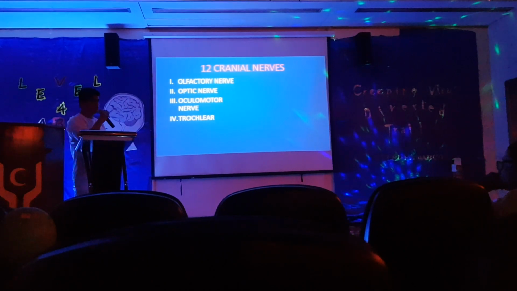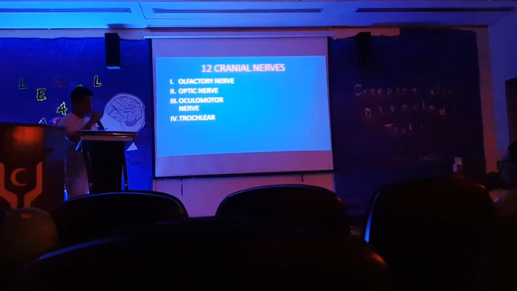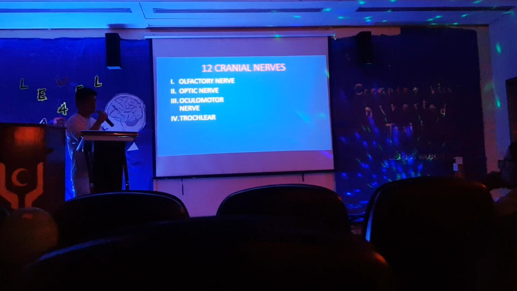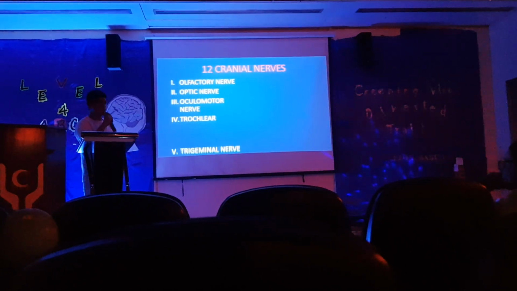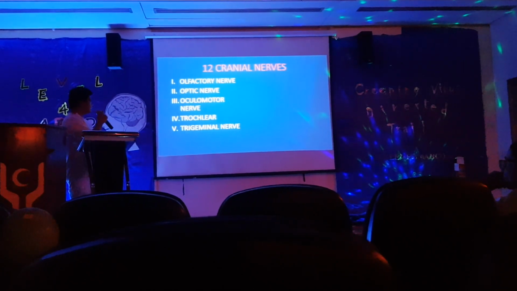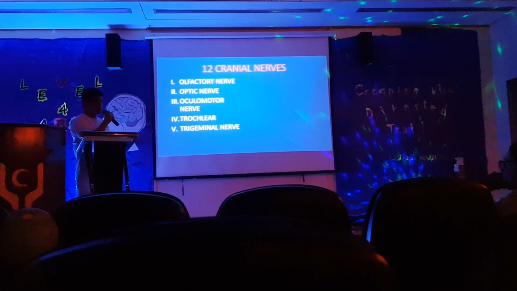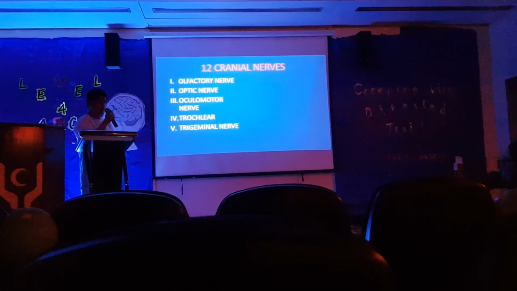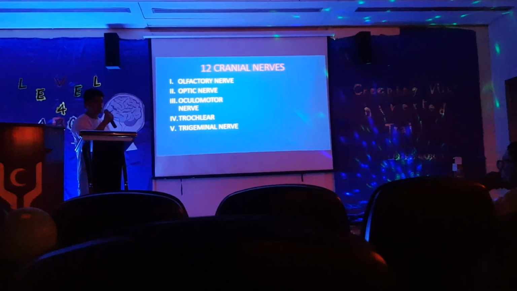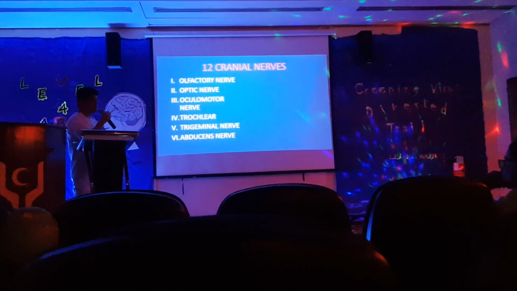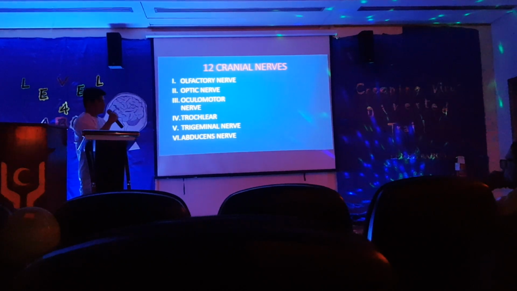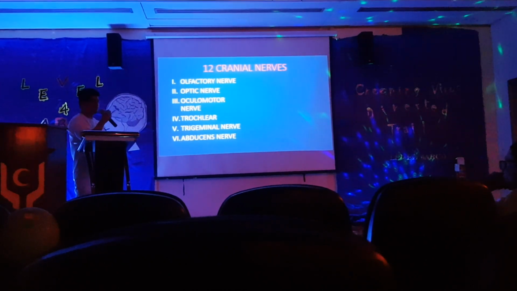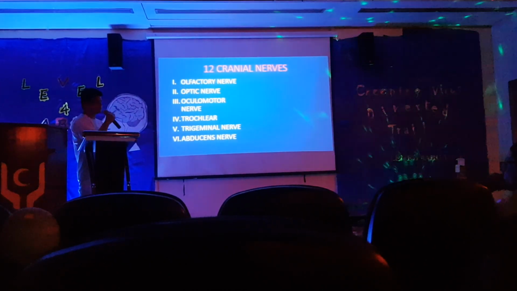Cranial nerve number 4 is the trochlear nerve. The trochlear nerve is responsible for the rotational movement of the eye. Cranial nerve number 5, the trigeminal nerve. The trigeminal nerve is responsible for the control of the muscles of the face and mouth. Cranial nerve number 6 is the abducens. The abducens nerve is responsible for the lateral movement of the eye.